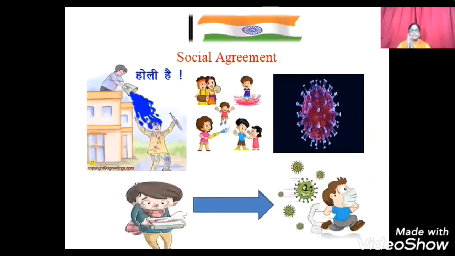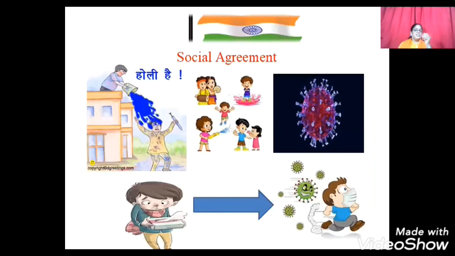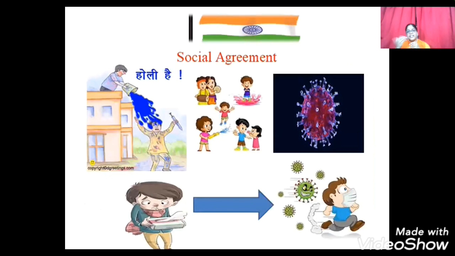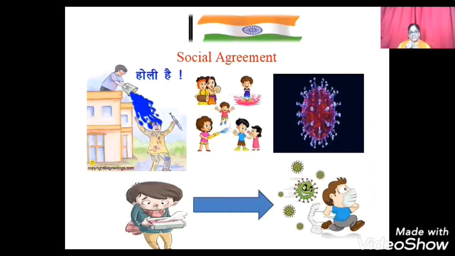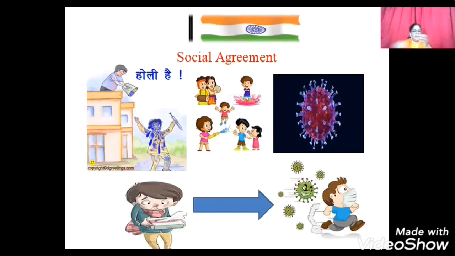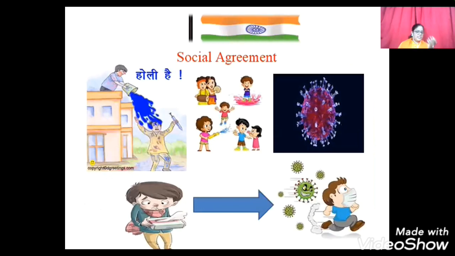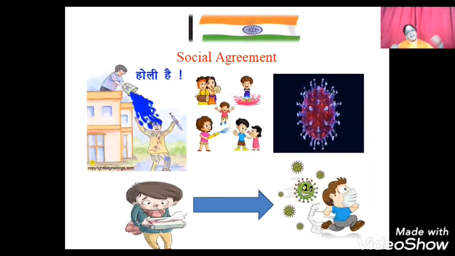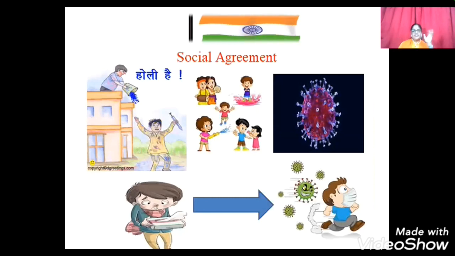Now see, social agreement. Here you can see very clearly in the slide, I have written Holi on the left side. In the middle of my slide, there are certain kids playing with color, and on the right-hand side you can see the image of the novel coronavirus, and on the downside you can see a person who is suffering from a running nose problem and is coming from somewhere else. On his entry, one person is running away through a mask. So I'll take the help of a small story here.